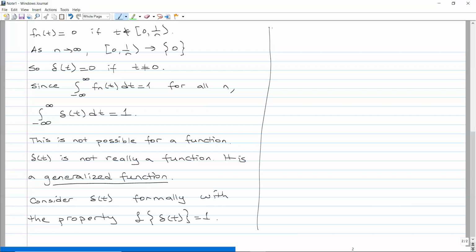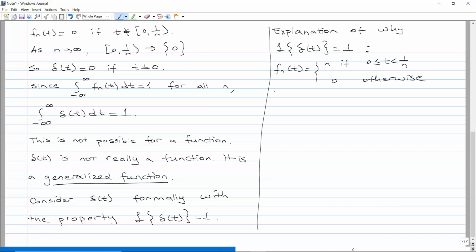So, an explanation of why the Laplace transform of this function is 1. Since we define delta t to be the limit of these functions f sub n, let's figure out the Laplace transform of f sub n. Now remember, what is f sub n? N if t is between 0 and 1 over n, and 0 otherwise.